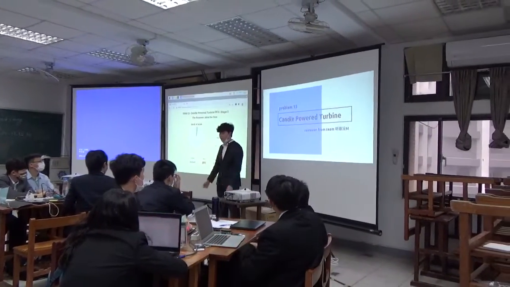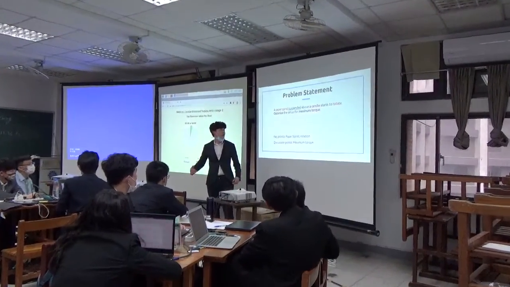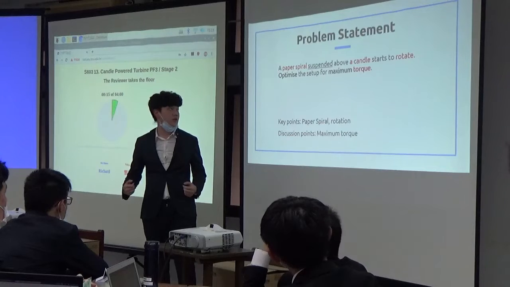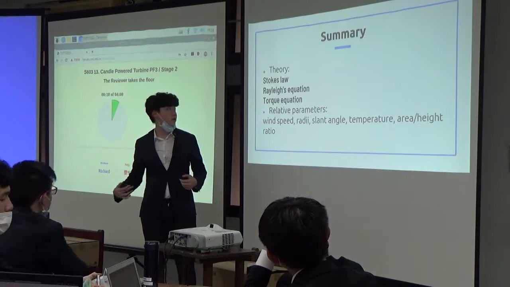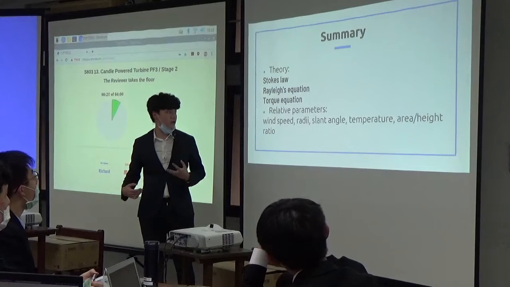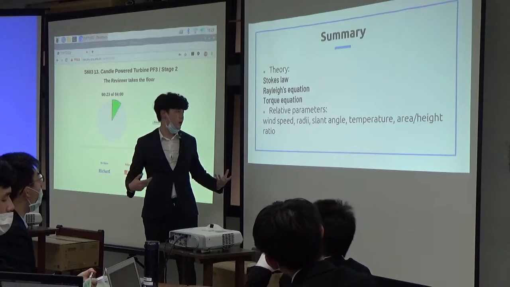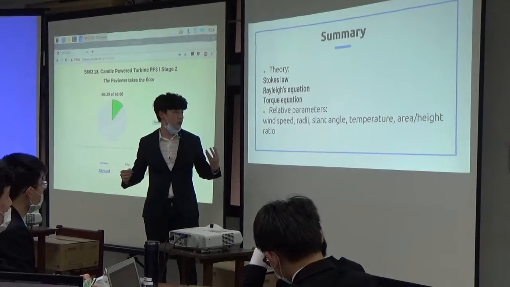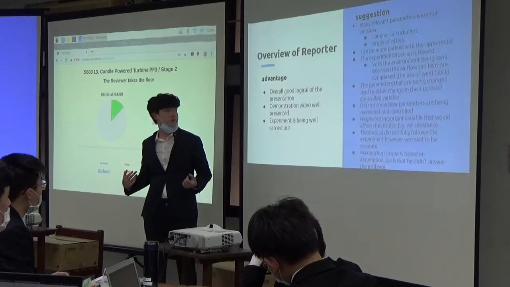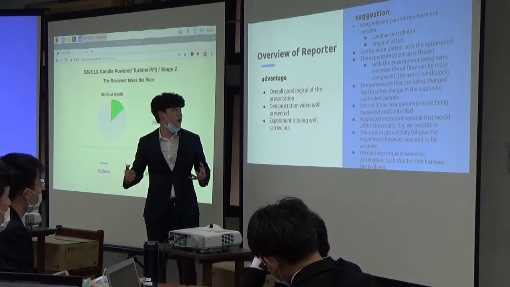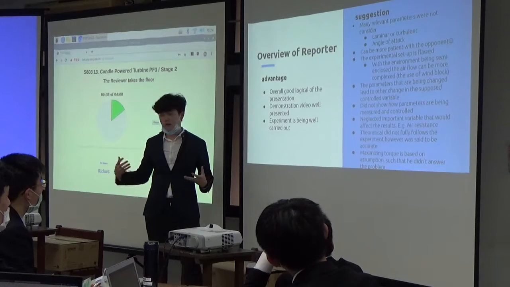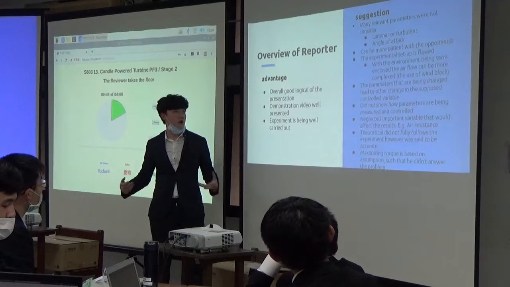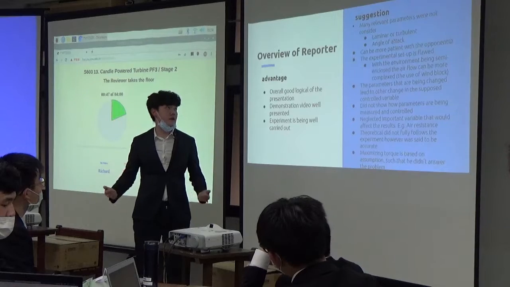Good afternoon, honorable judges. I'm the reviewer from Mingdao May. The discussion point for the problem statement is how to maximize the torque. The summary for the reporter is that they used Stokes' law, Rayleigh's equation and the torque equation to calculate their theoretical data, and the relevant parameters are the wind speed, radii, stand angle, temperature, and area and height ratio. The overview for the reporter is that the advantage is an overall logical presentation, the demonstration video was well presented, and the experiment was well carried out, although there are a lot of control variables that were not considered.